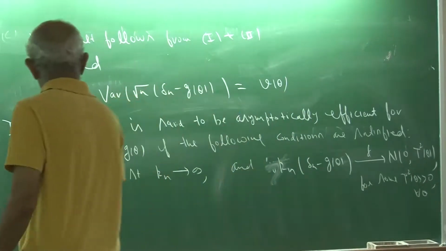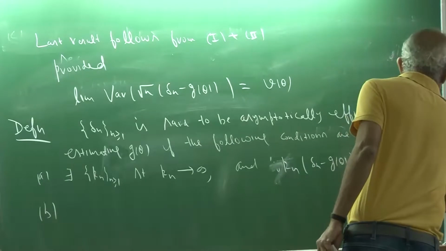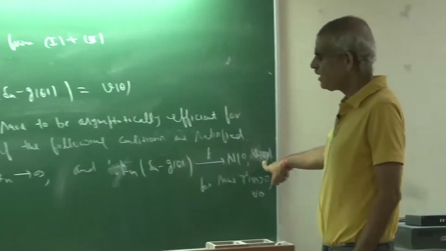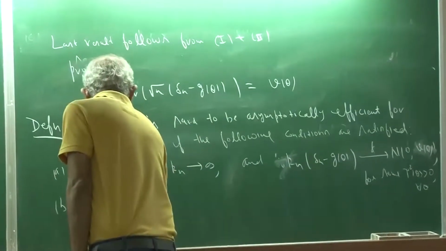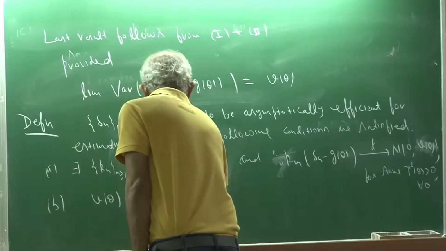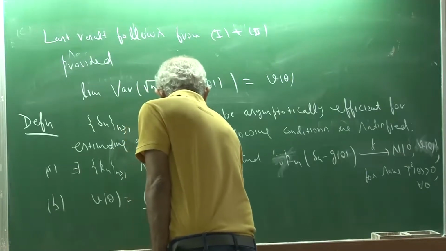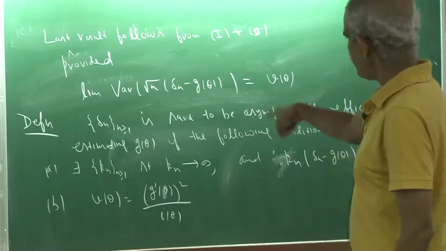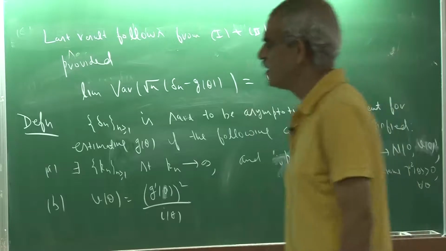Second thing is, let me not write down this tau square theta, let me write this as v theta. And the second thing is, whatever is the limiting or asymptotic variance, that attains the Cramer-Rao bound. So v theta is the same as g prime theta whole square by I theta. Now we got motivated to give this definition based on this result.